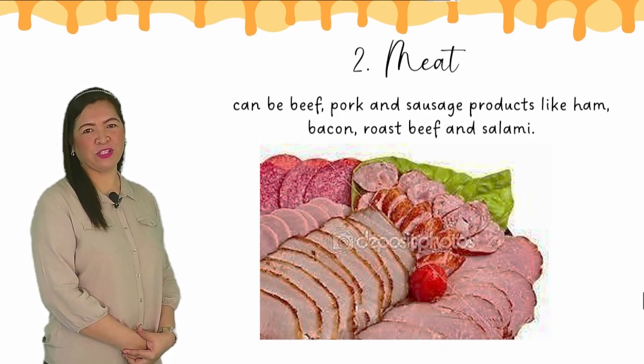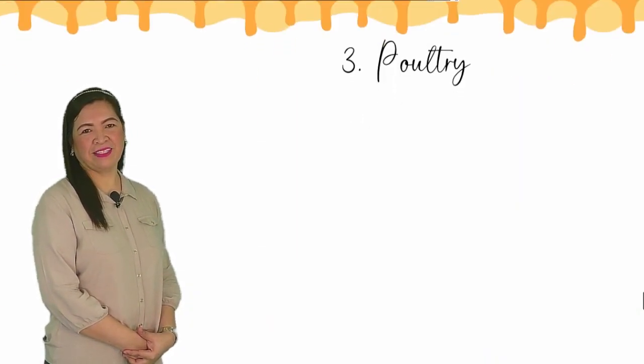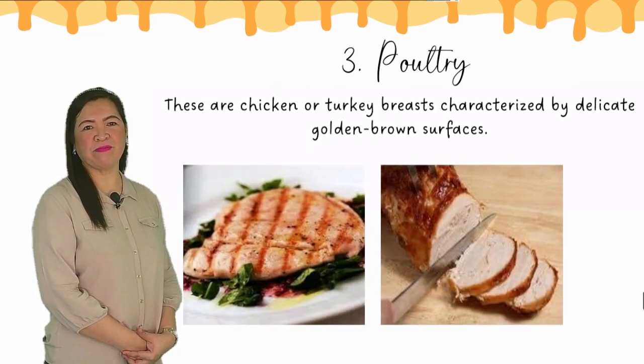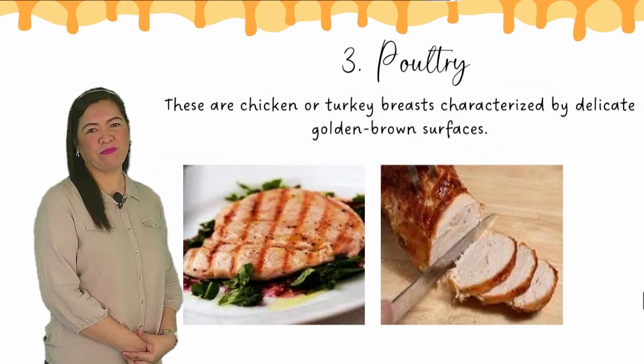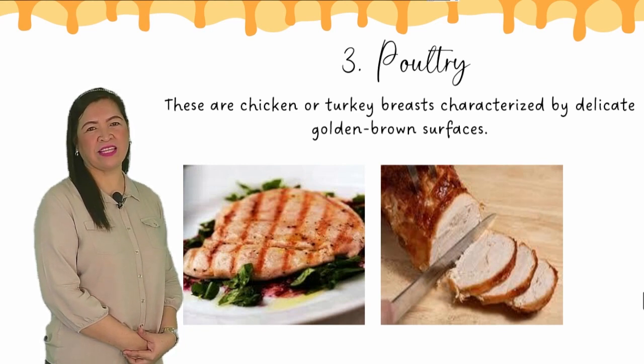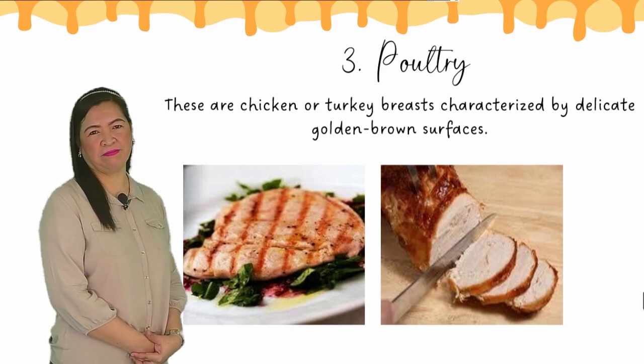Third is poultry. These are chicken or turkey breasts, characterized by delicate golden brown surfaces. Aside from being rich in protein, poultry meat is a good source of phosphorus and other minerals, and of B-complex vitamins. It contains less fat than most cuts of beef and pork.